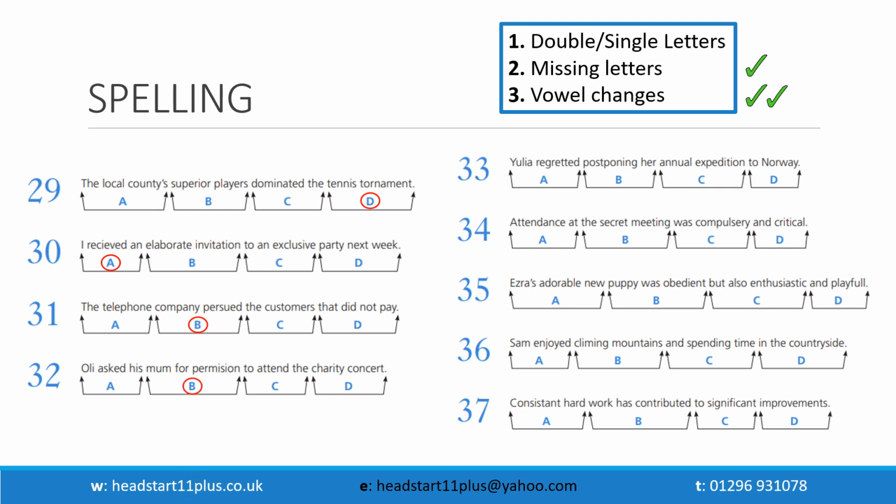32, the word permission should have some double letters in it, and ours only has single letters. 33, this one's fine. There are no spelling errors in there at all, so we don't need to worry about that one. Question 34, compulsory. Again, we've got some vowel changes.